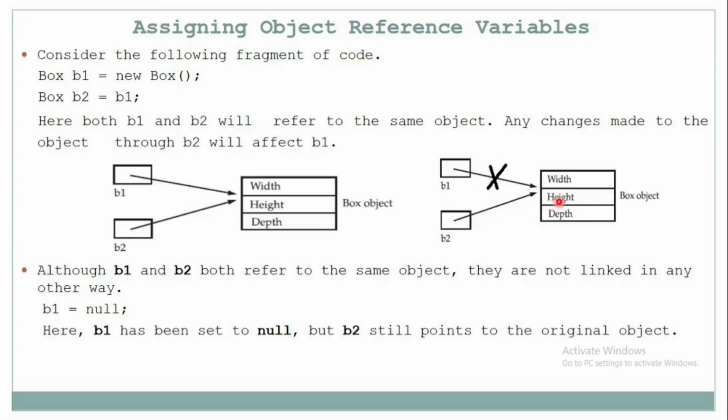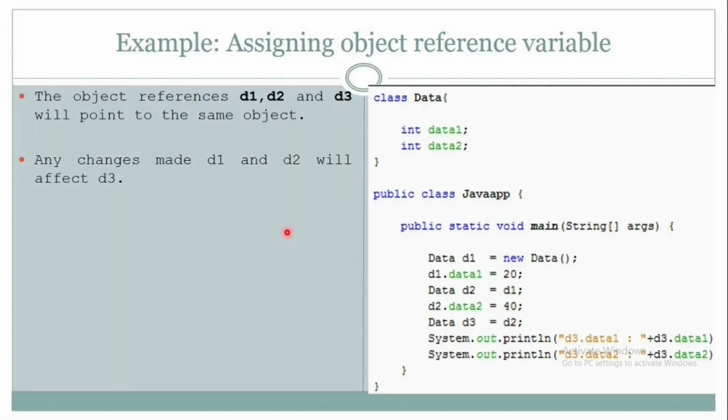Okay, so that is about assigning an object to a reference variable. Hope the concept is clear. We'll go to the next slide. We'll understand much more about assigning an object to a reference variable with a simple example.